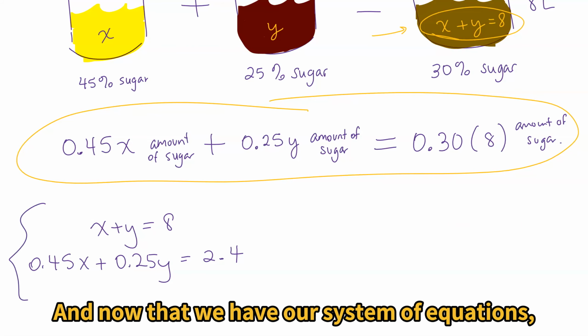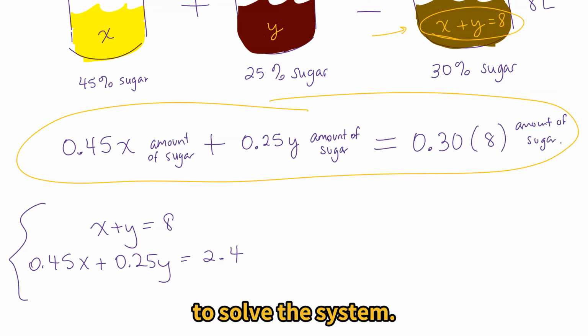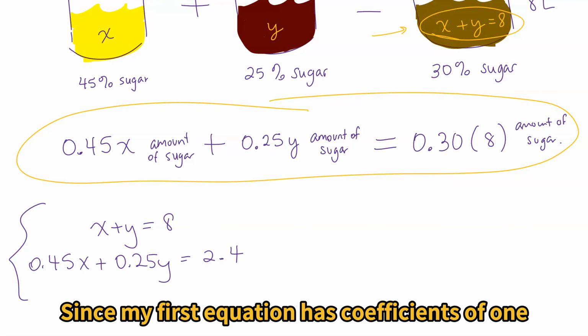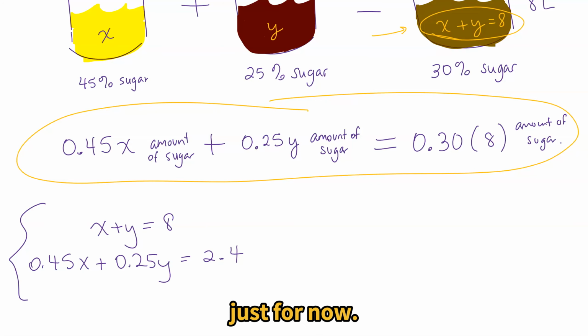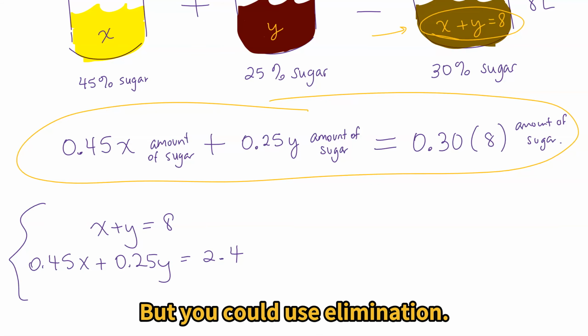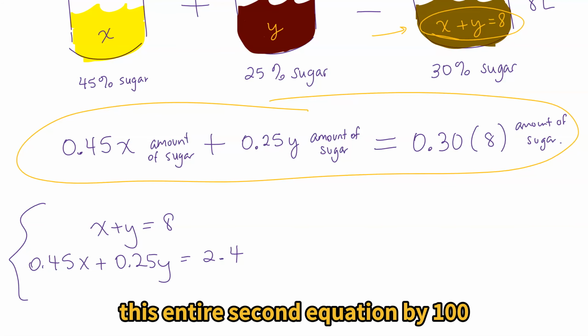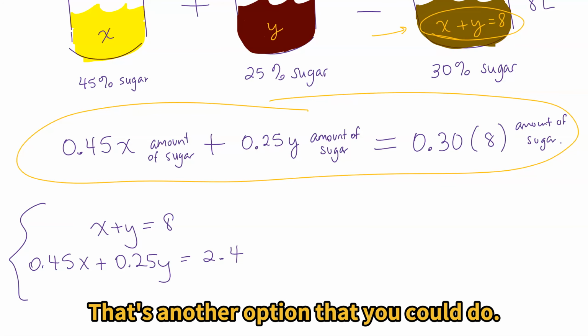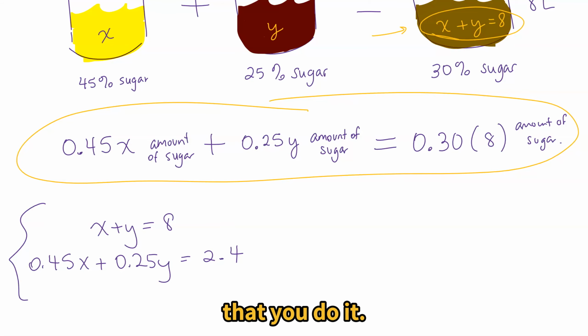And now that we have our system of equations, we can use either substitution or elimination to solve the system. Since my first equation has coefficients of 1 for x and y, I'm going to use substitution just for now, but you could use elimination. It's totally fine. The other thing that you could do also is multiply this entire second equation by 100 and get rid of those decimal numbers. But that's another option that you could do. It's not required or necessary that you do it.